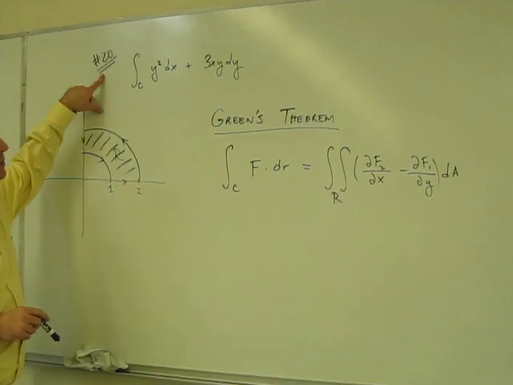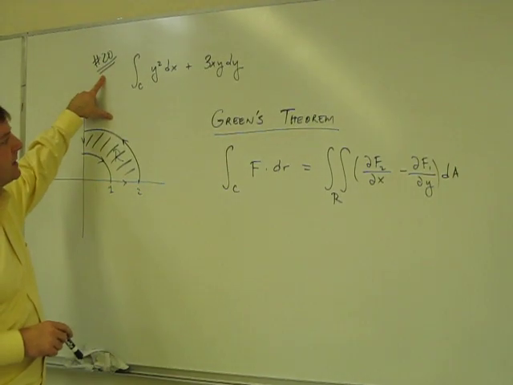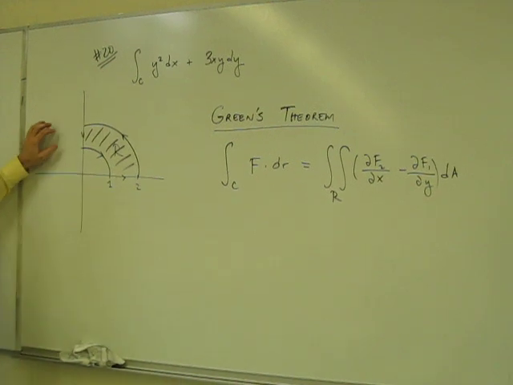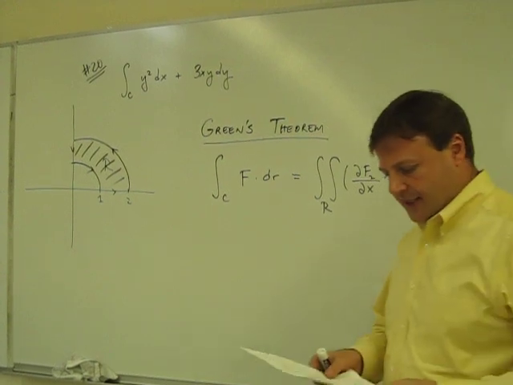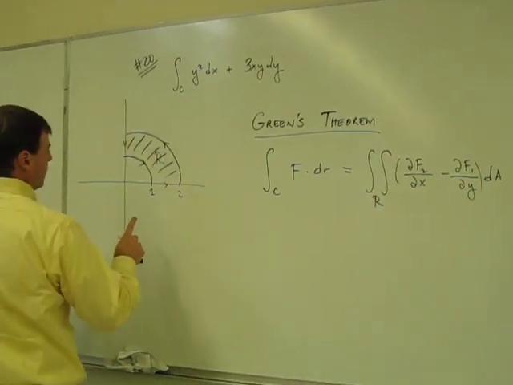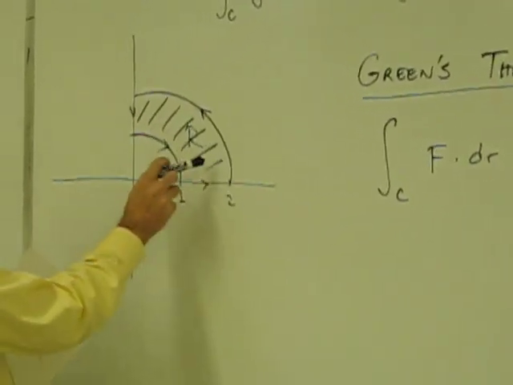Okay, this is number 20, and it's another Green's theorem problem. I'll read it from the directions. It says that C is the boundary of the annular region R. So this is your annular region.